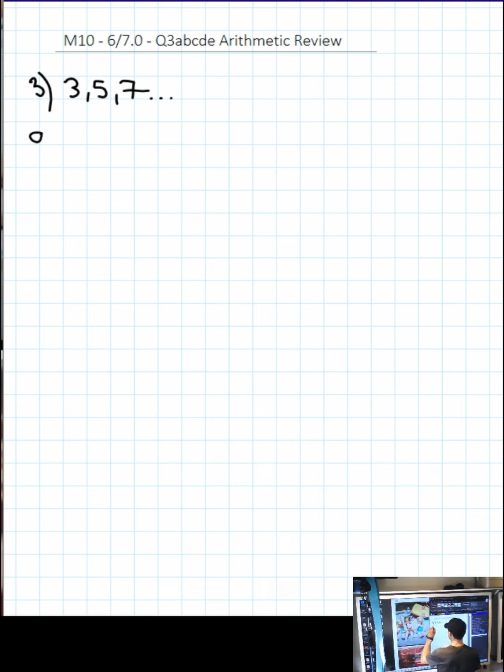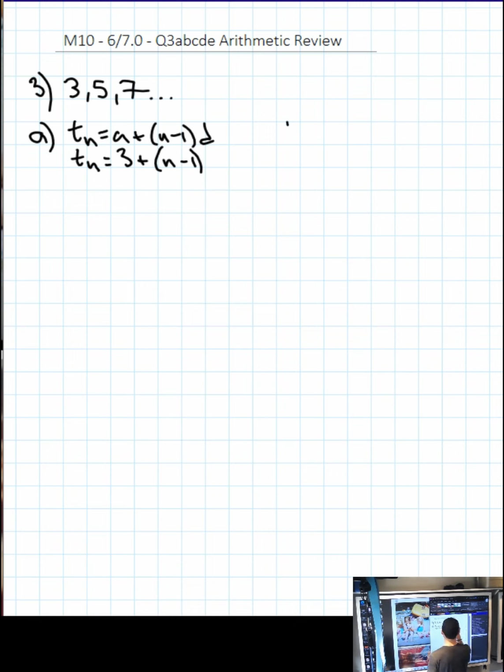Okay, find the general term. So it gets kind of confusing with what they're looking for sometimes. Tn equals a or T1 plus (n minus 1)d. So sometimes they just want what Tn is equal to, a formula for Tn. Tn equals a, 3, plus (n minus 1)d. Now we have to find d.